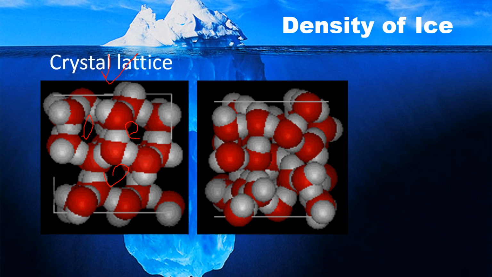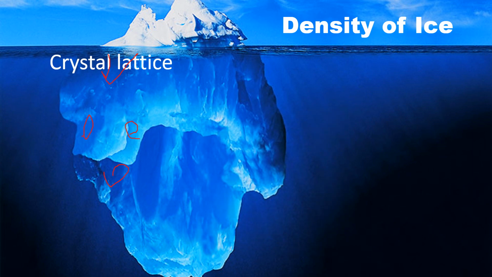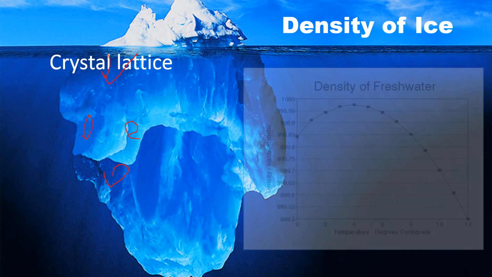As ice freezes, it creates what's called a crystal lattice structure. And that crystal lattice structure actually takes up more space than the liquid water does. The liquid water can pack together much closer than the ice can. So in this case, the ice floats and the liquid water sinks.